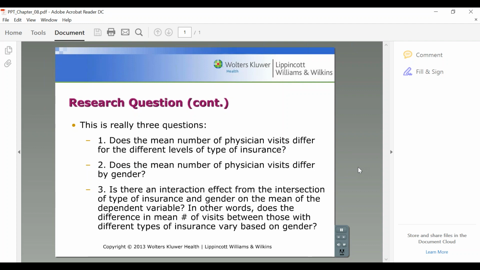And then we want to look at our interaction effect, like I said earlier. It's the 3rd piece to the equation that the factorial design will look at, and that the two-way ANOVA will give us. Is there an interaction effect from the intersection of type of insurance and gender on the mean of the, well, they say dependent variable, but really the number of visits? So in other words, and I reworded it here, is there a difference in the mean number of visits between those with different types of insurance that varies based on their gender, okay?